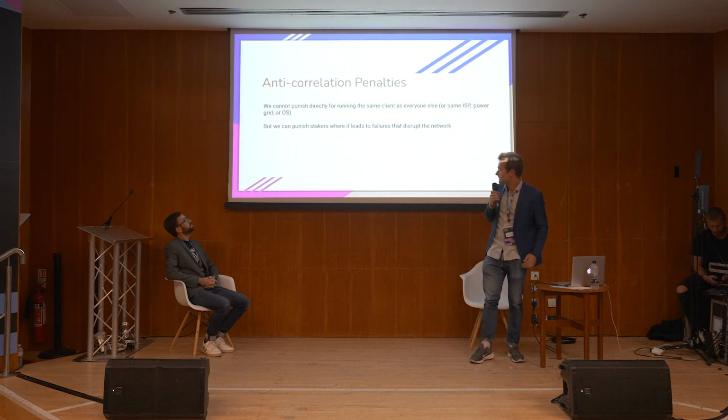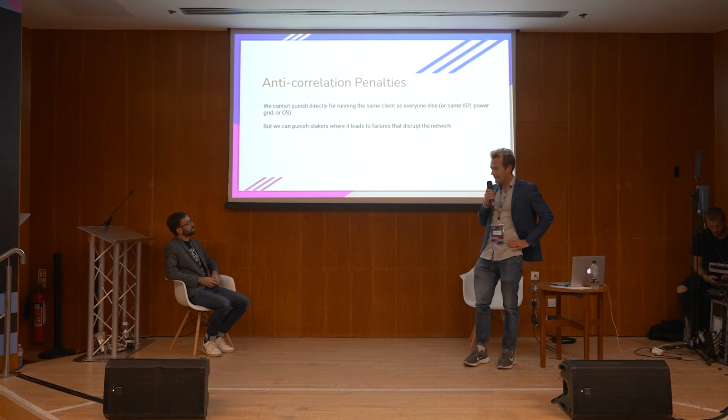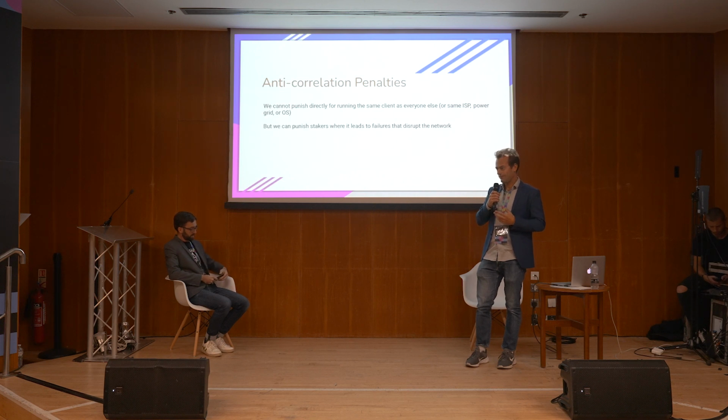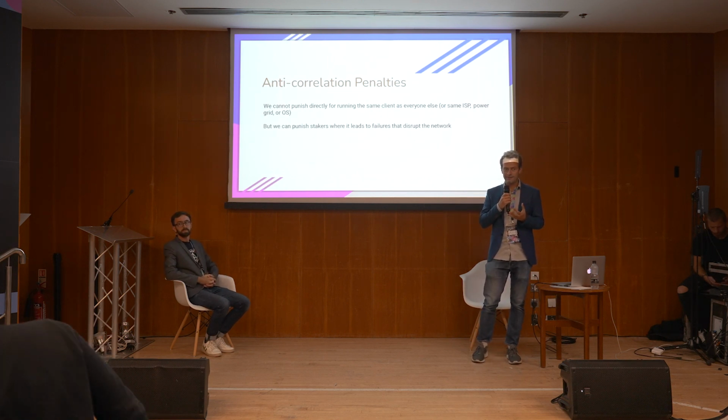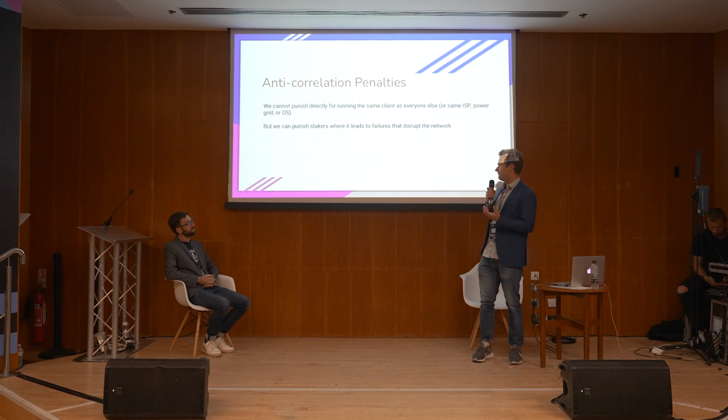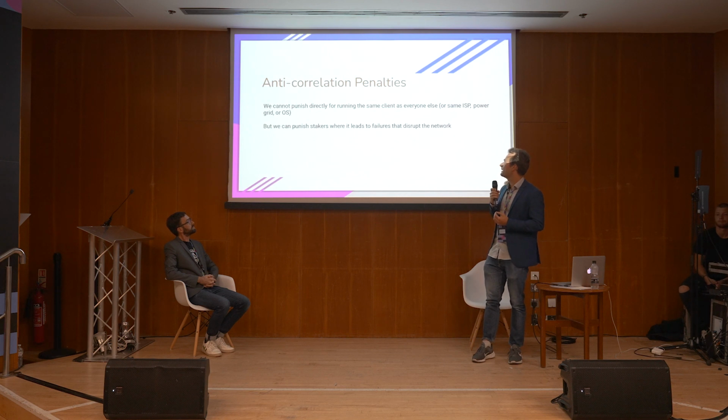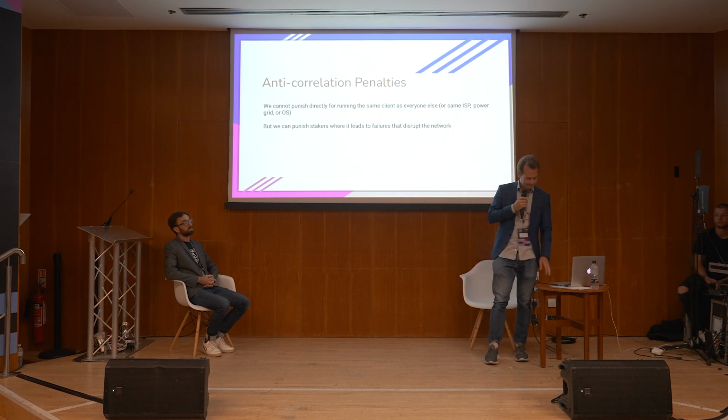But how do we achieve this? It's difficult to punish people directly, for example, for running the same client software, because they can just lie about it. There's no way to objectively check which client you run. So if you want to run one client, but there are incentives to run a different one, then you can lie about it, and there's nothing we can do about it. The only thing we can do is punish when this leads to failures.